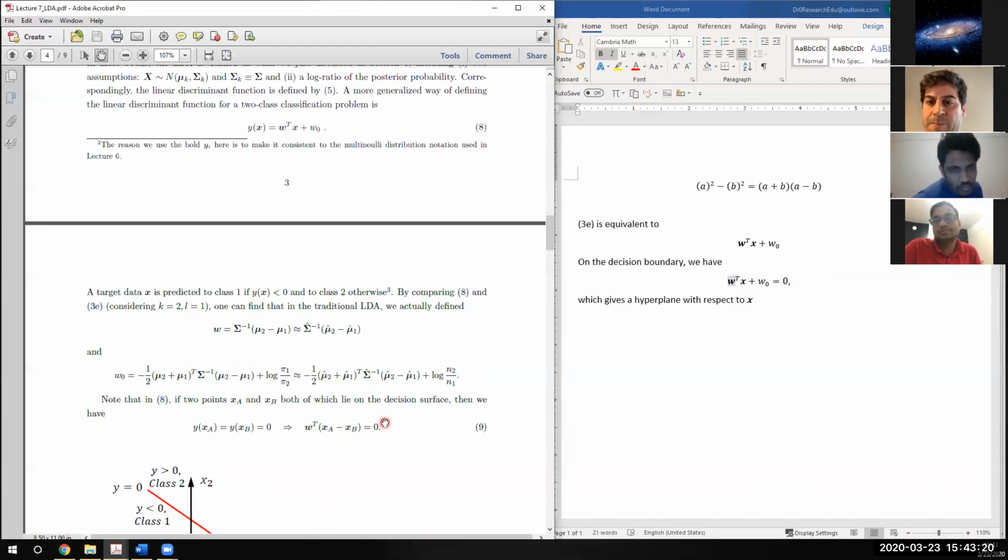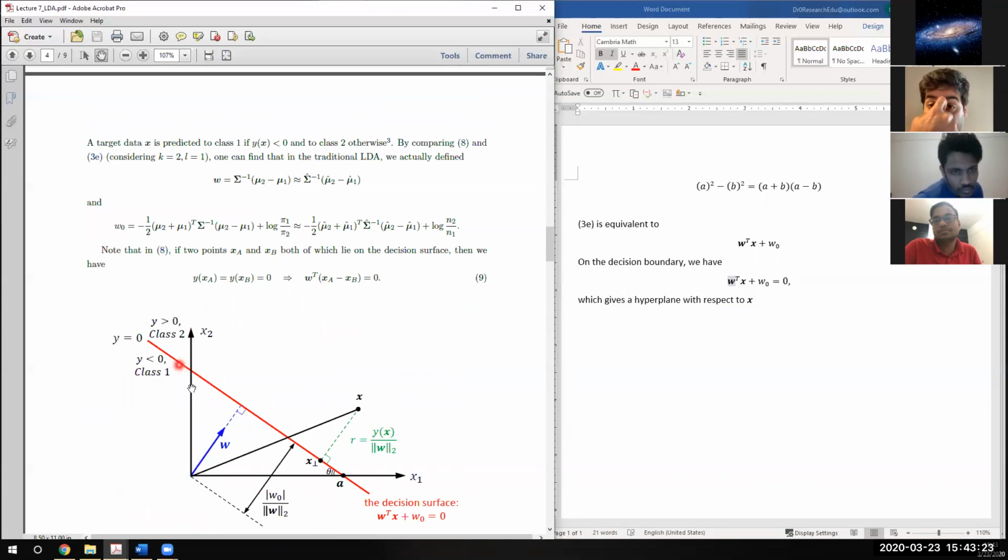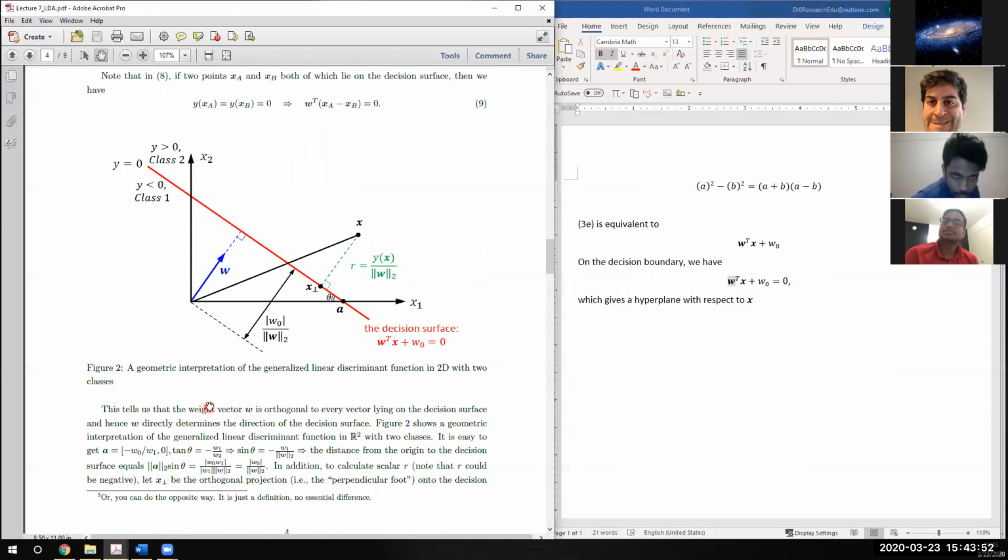What does this mean? This means actually here, this is W and this is the decision surface. This means the W vector must be perpendicular to any point lying on the decision surface. In other words, this W must be perpendicular to the whole hyperplane, which is the decision surface, the decision boundary. And the second thing is that I want to know what is the distance here. This is the origin.